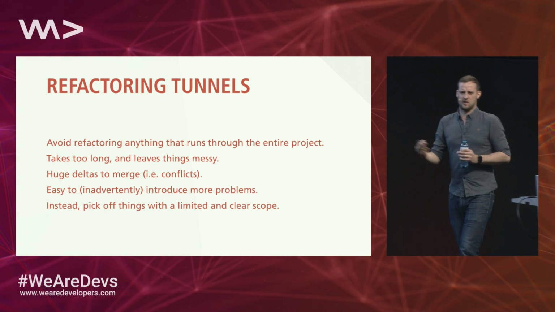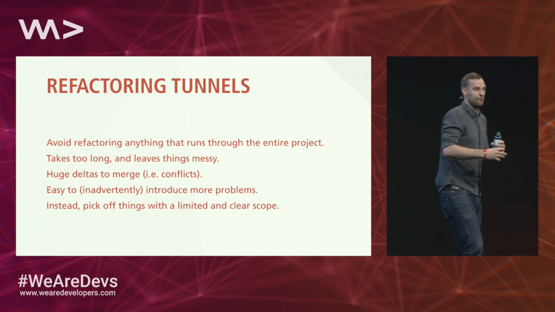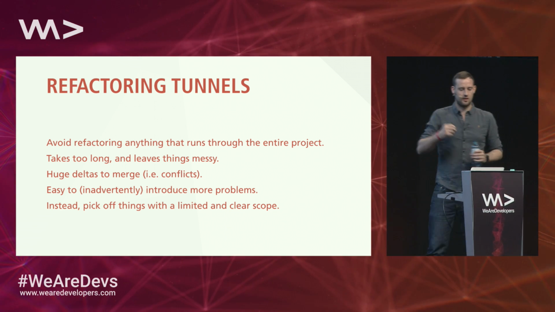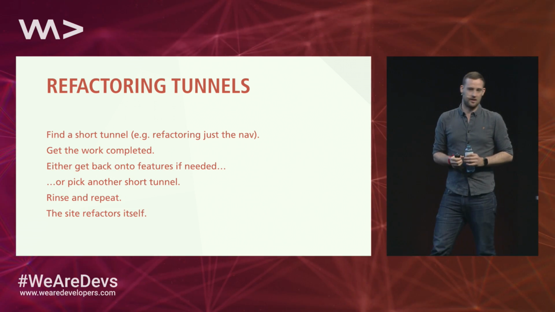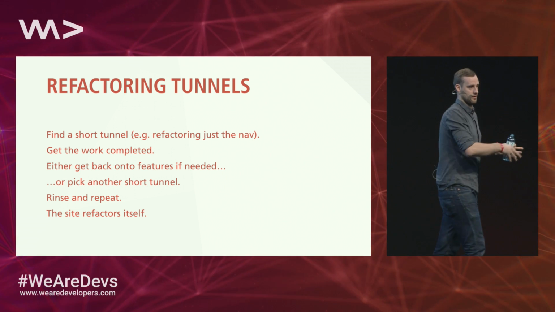We get really specific problems like huge deltas, so you might get merge conflicts. Just trying to merge, imagine renaming all your classes and trying to merge that in. That's going to be difficult. Compartmentalize it and find much shorter refactoring tunnels. For example, I'm just going to refactor the nav. I'm just going to refactor the buttons.